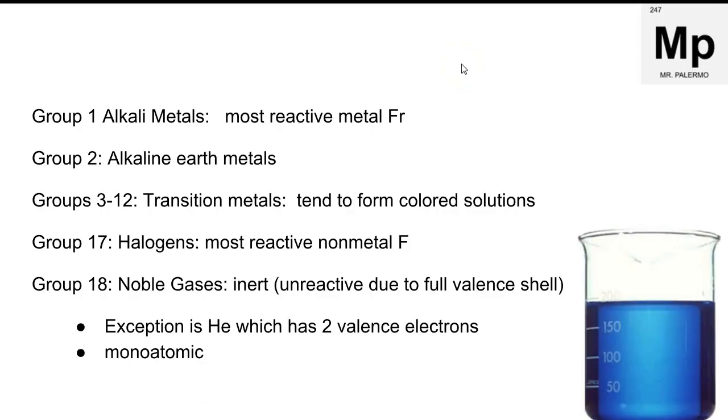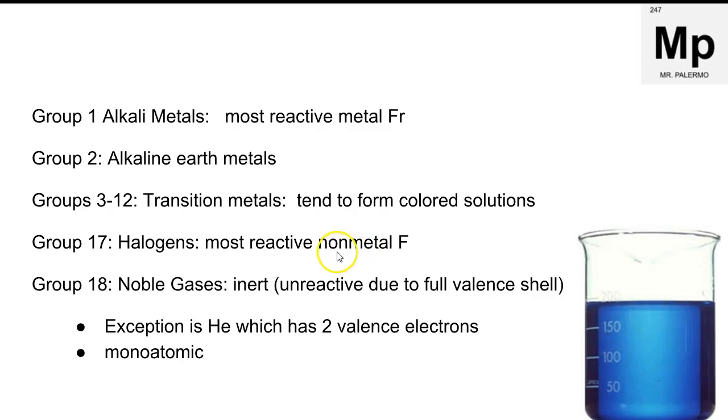Okay, for some of the groups, we need to know the names of these groups. Group 1 are called the alkaline metals. And the most reactive metal we have is francium. So as we go down group 1, we get more and more reactive. Group 2 has 2 names, alkaline earth metals. In the center of the periodic table, groups 3 through 12 are called the transition metals. And these tend to form colored solutions. So the aqueous solutions tend to be colored, like the copper solution here.